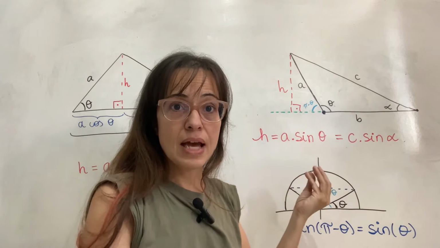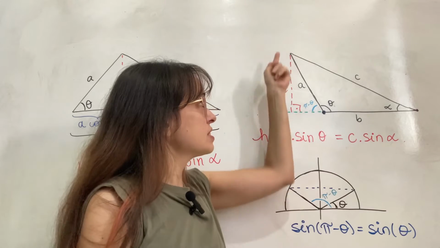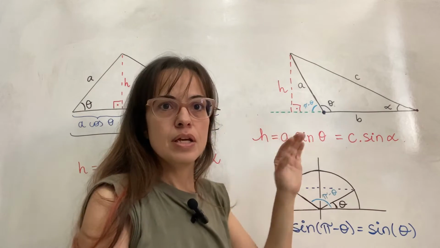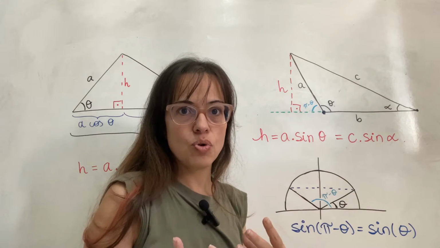And as for the sine rule, it is the same thing. We are still measuring the same height, the same segment in two different ways as two different right triangles.